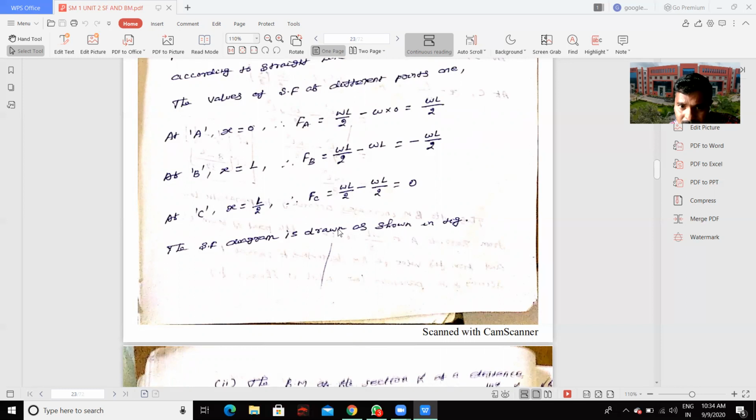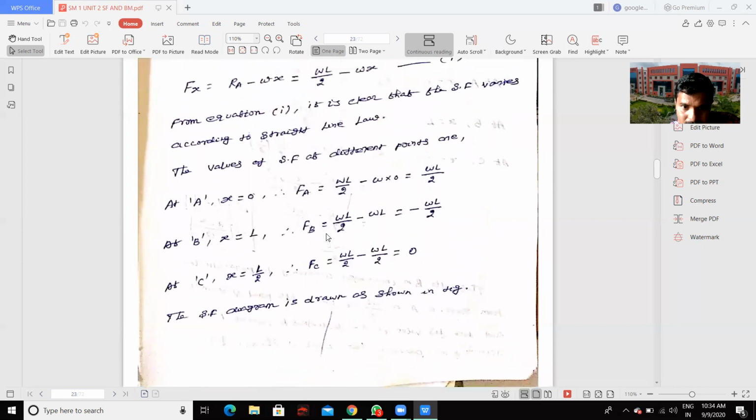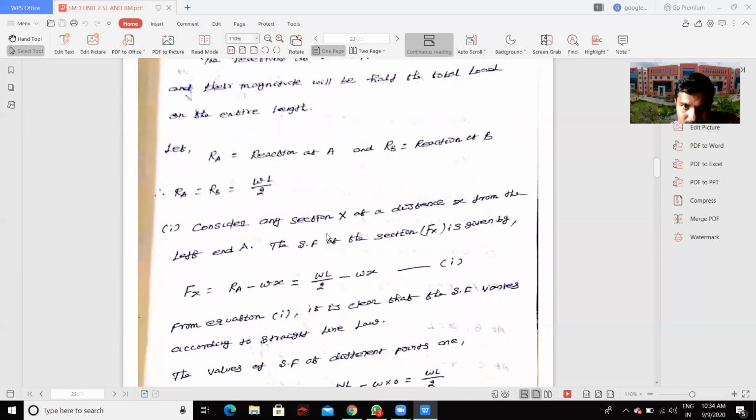So when the simply supported beam is subjected to the UDL, at the support the reaction is WL by 2, and at the center it is 0. So the shear force diagram is shown in the figure now.